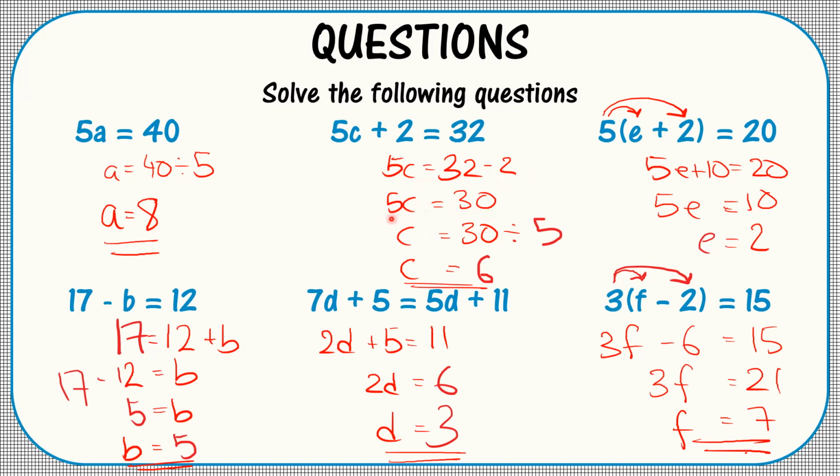Now we want to get rid of this 5. The opposite of timesing by 5 is dividing by 5. So c is equal to 30 divided by 5. c is equal to 6. Let's go through the next example.